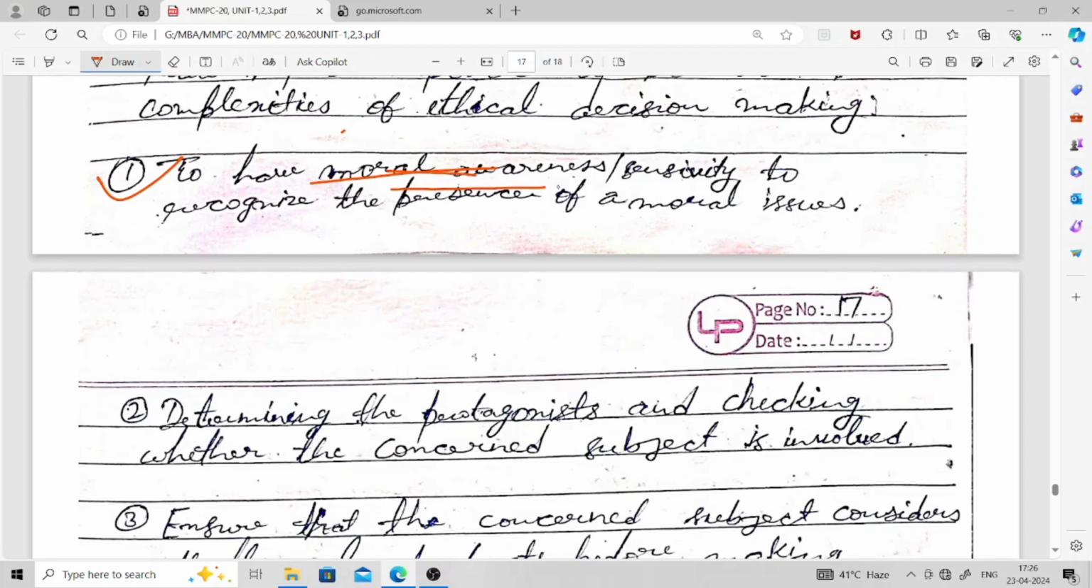The second checkpoint is to determine the protagonists and check whether the concerned subject is involved. It means you have to check before making the decision those who are going to be affected, whether the concerned subject is involved or not. So that is the second one.